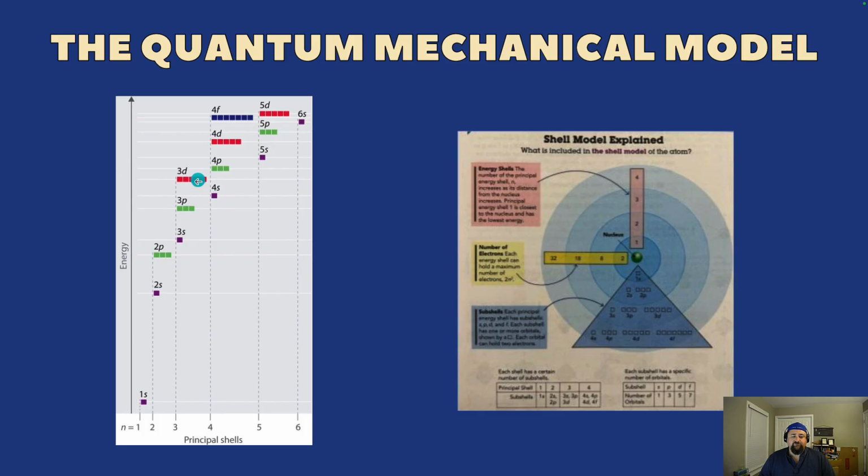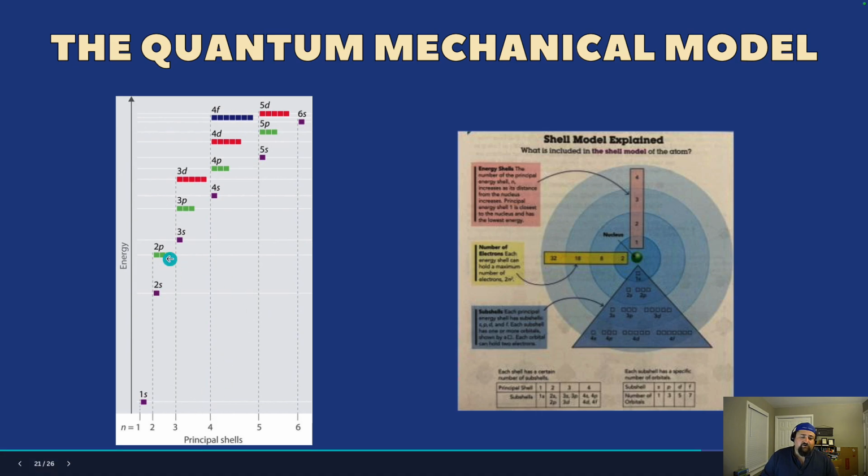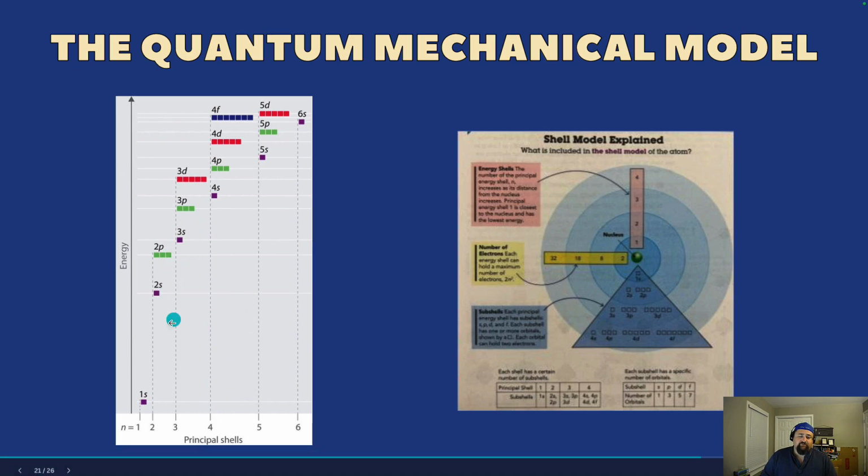Then in the third one, we introduce the D's. Then in the fourth one, we introduce the F's. And so as we go up principal shells, we add another sublevel, okay? And then each one of these corresponds to a shape. Again, S is spherical, P is those dumbbells, D is the clover.